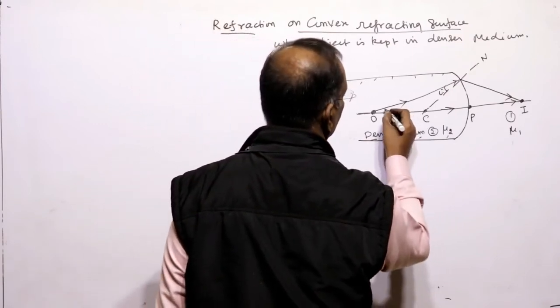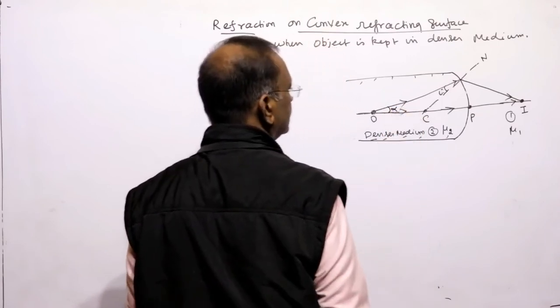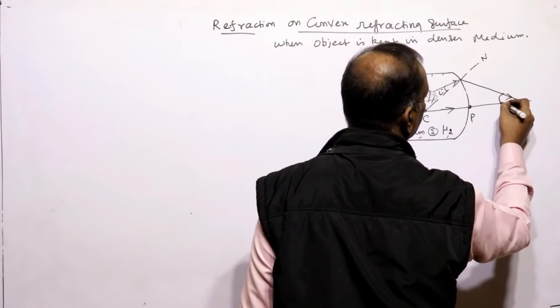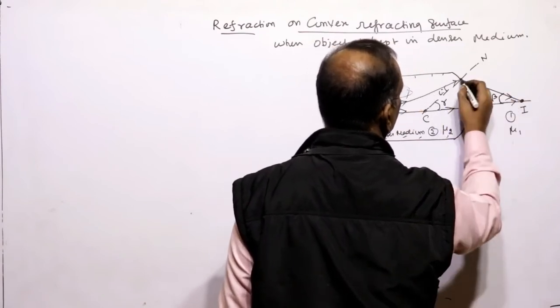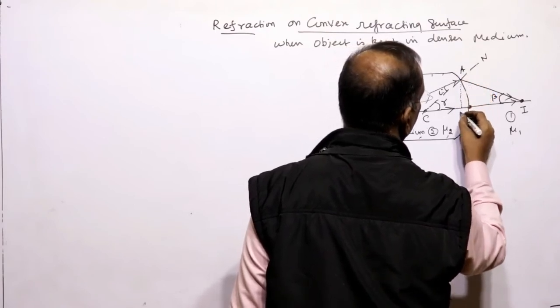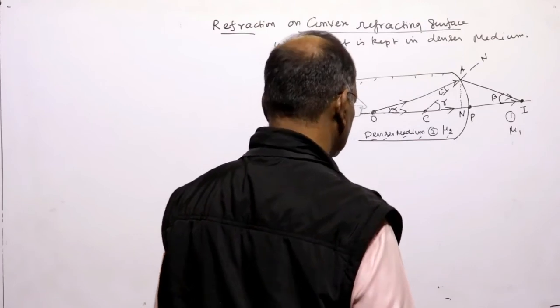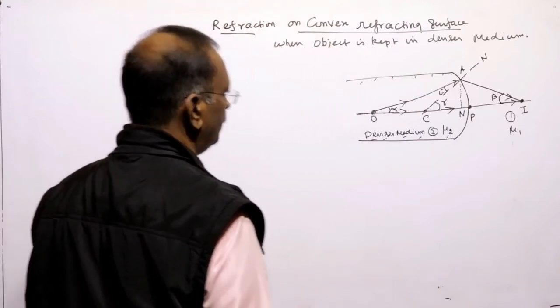With the principal axis, this ray makes an angle alpha for the object, beta for the image, and gamma with the center of curvature. Now we call this point A and this point N. As usual, now we have to find alpha, beta, gamma.